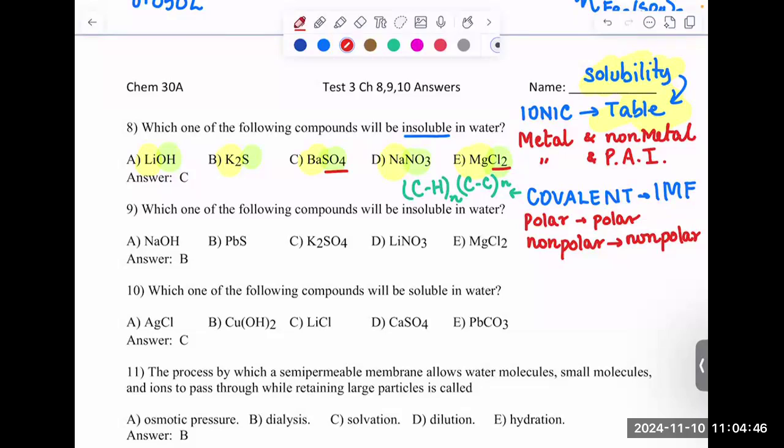Calcium, strontium, barium, lead, and silver. And sulfates, all sulfates are soluble in water except barium. Barium sulfate is insoluble. So this is the answer. Okay. So this would be as a solid. Rest all of them are equals. Next, which one of the following compound will be insoluble in water? So same story here. Again, we are looking at the non-metals, OH.